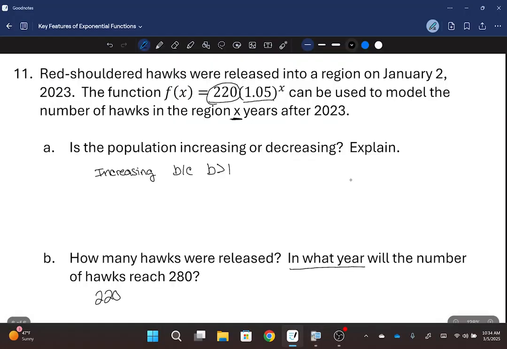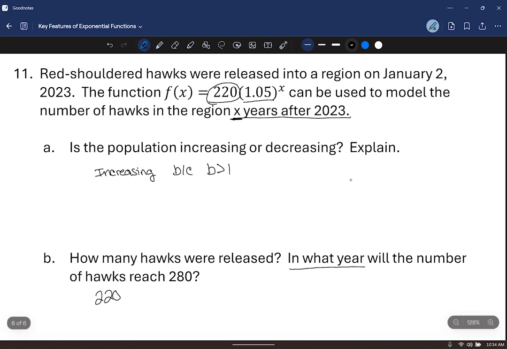But it didn't say how many years. It said in what year. Well, x is the years after 2023. So if I add 5 years to that, that gives me 2028.